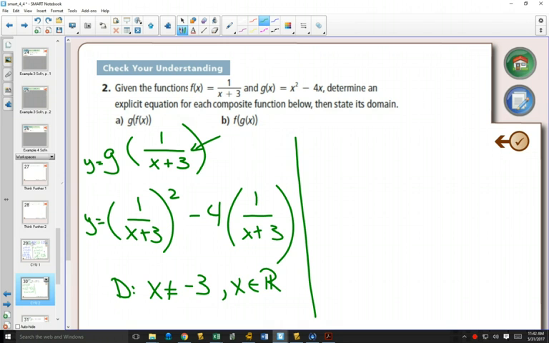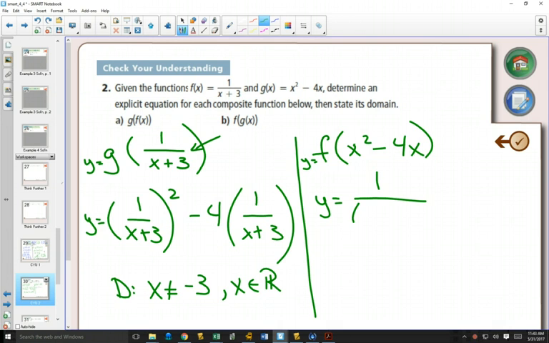So in B, f of g of x, g of x is x squared minus 4x. Can you see there's no non-permissible values yet? And then f of x says whatever you put in, so x squared minus 4x, you add 3 to that on the bottom. And so now we have our explicit equation.